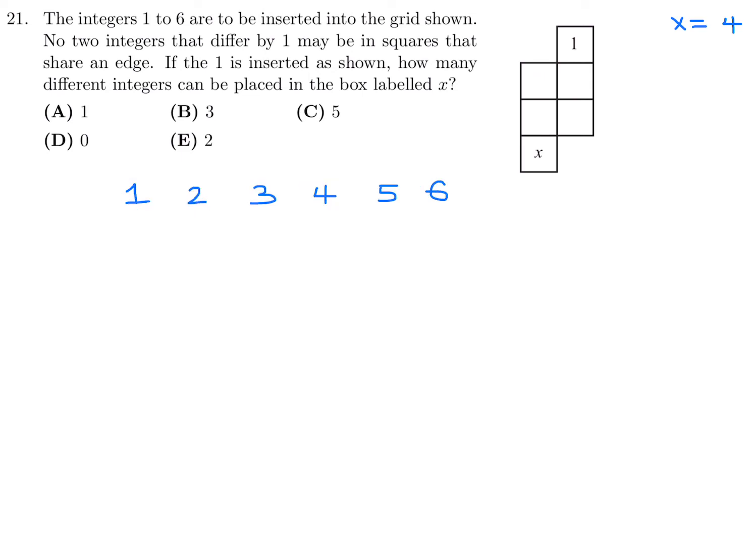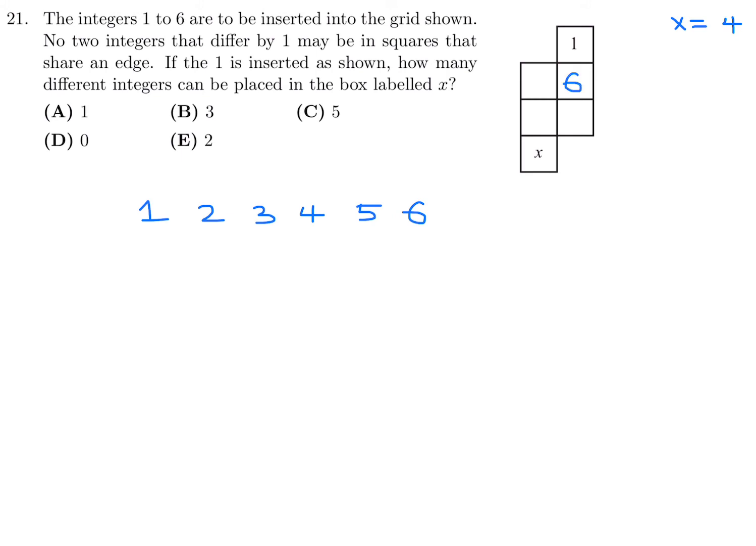All right, next one, 5. So I'll put a 5 here. Okay. I can't put 6 or a 4. I can only put 2 or 3. So I put the 2 here, 3 here. And then I can't put a 4. So the only one that can go here is 6. And therefore x is 4 again. All right. So that's fine. And now we go to 6.